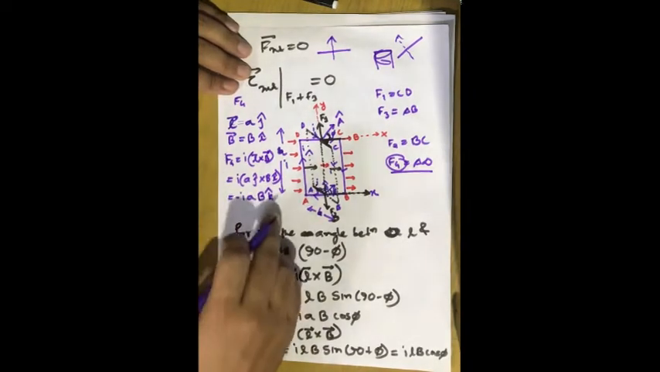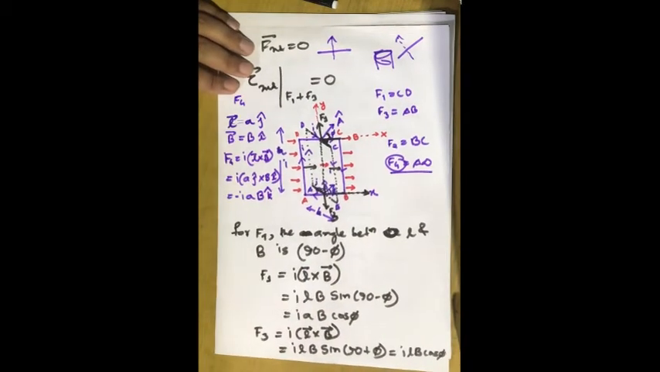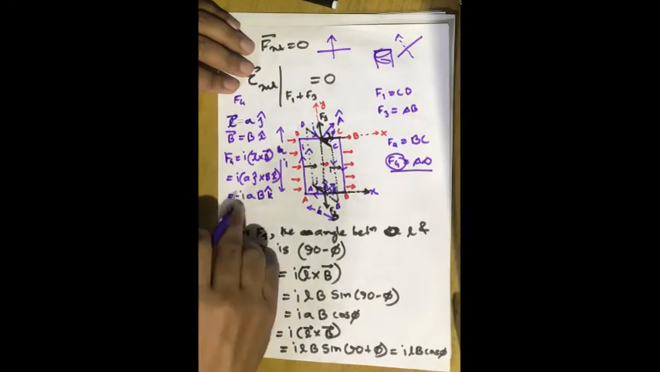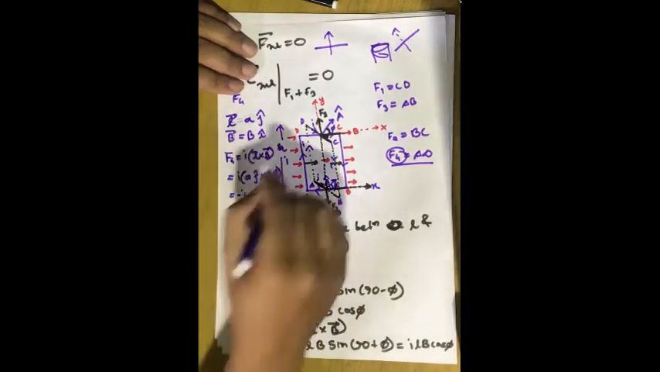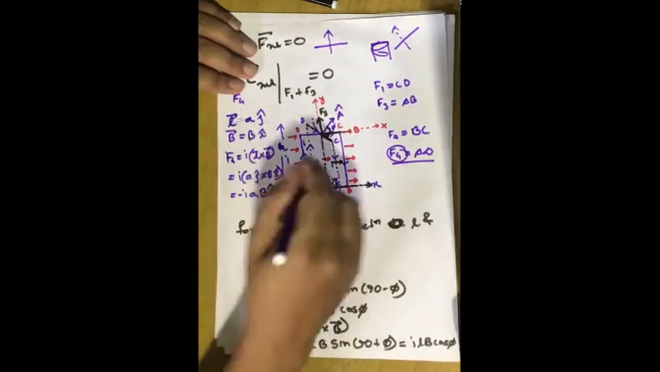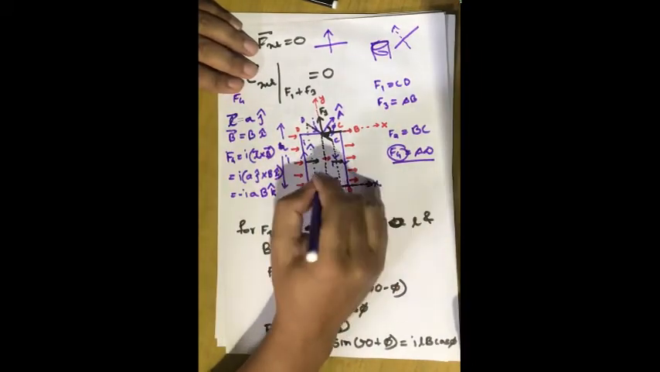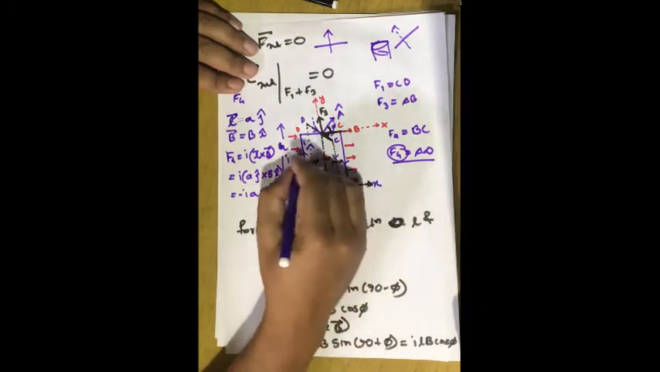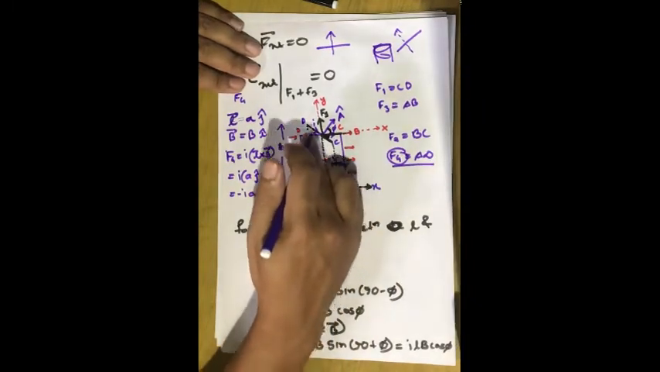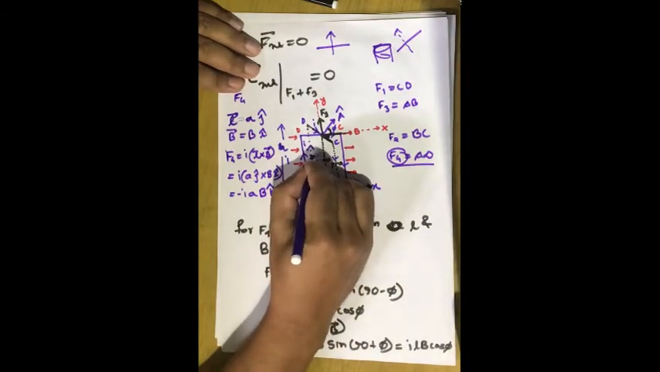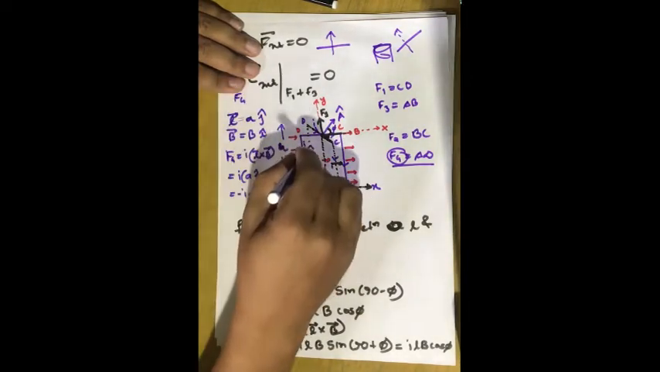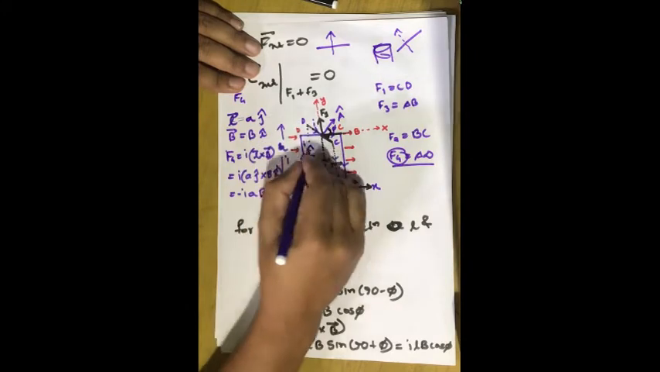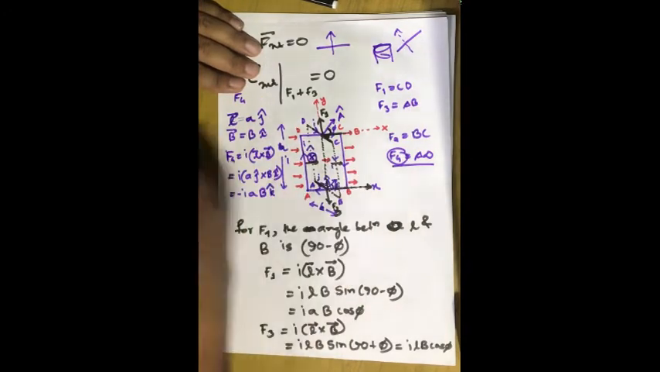Okay, so this force will be in the negative Z direction. So minus IAB, the minus symbol represents the force into the plane of paper. That means in the negative Z direction. If I show this force on the line itself, then this force will be into the plane of paper. So this force is along this direction.